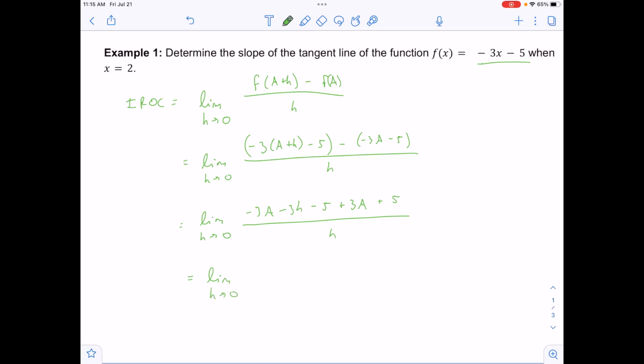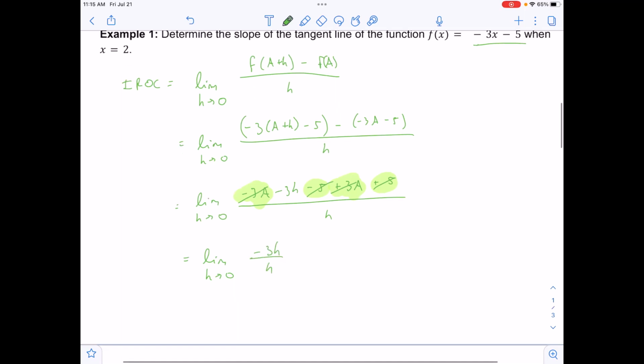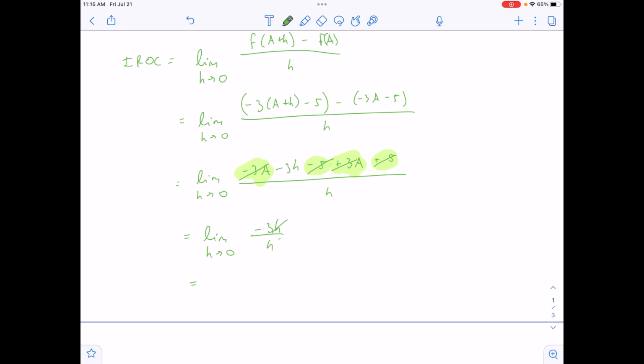Notice how I have a negative 3a and a positive 3a, so those are going to cancel out. I also have a negative 5 and a positive 5. Those are also going to cancel out. So my simplified function here is negative 3h divided by h. That cancels out. My final answer here is negative 3.